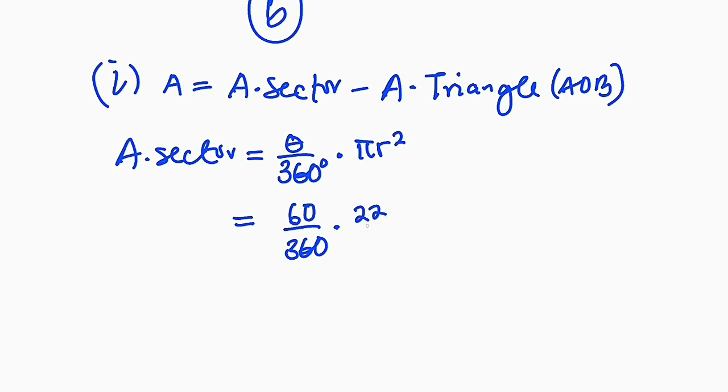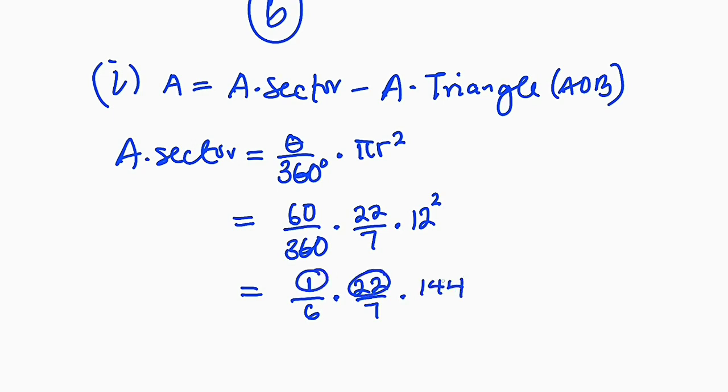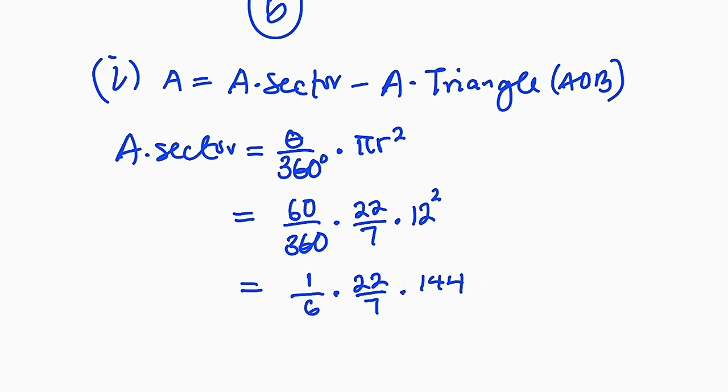They say we should use 22 divided by 7 multiplied by radius squared. Remember, the radius is 12 whole squared. The more steps you add, the more marks you earn. But if you like, you can compute everything directly from here. 60 into 60 is 1. Divide by 60 into 360 is 6. Multiply by 22, divide by 7, multiply by 144. So from here, you can take 1 times 22 times 144.